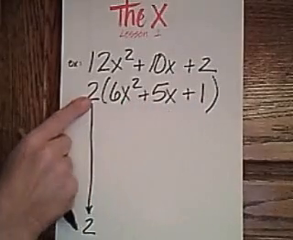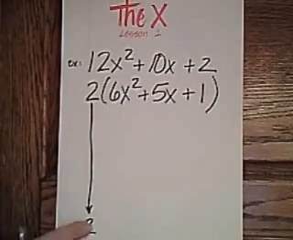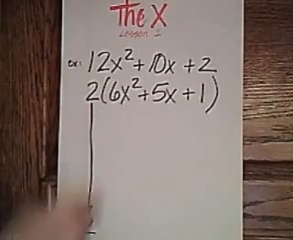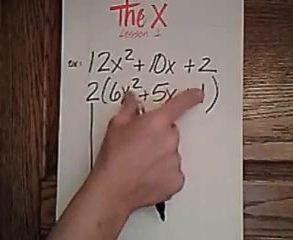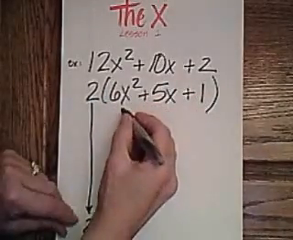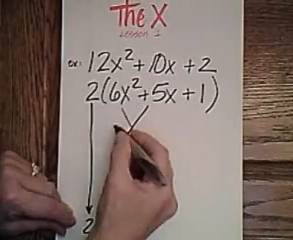After I take out the common monomial, I always draw an arrow down because this 2 has to go with the answer. Okay, then we start to do the x, and we do it with this inside piece here, and we draw a large x. And we fill out these 4 quadrants.